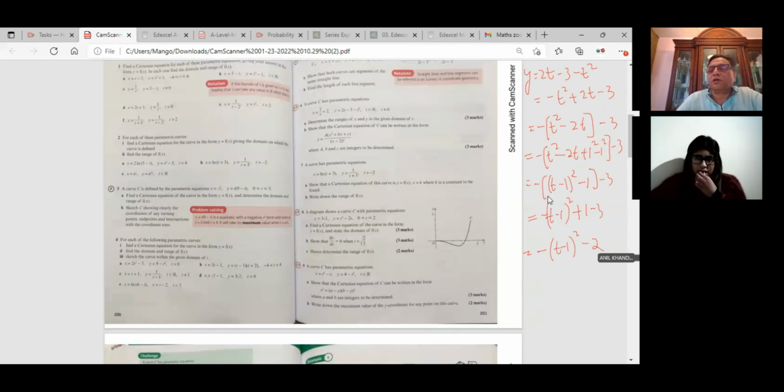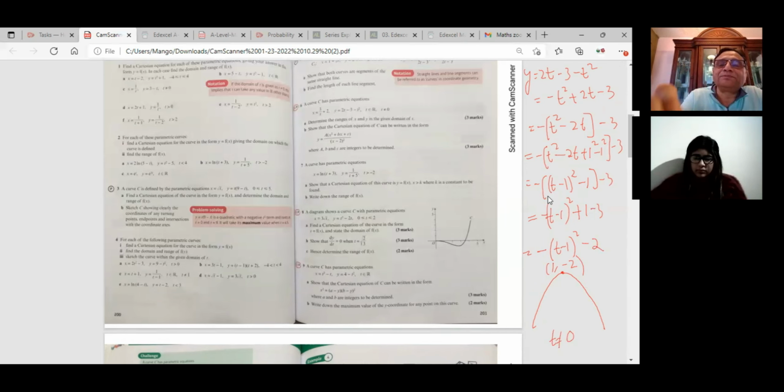So we have a parabola which is kind of like this. Let me just sketch this parabola, where the vertex is given to us as 1, minus 2. Is that clear? Yeah. However, t is not equal to 0, right? T is not equal to 0. So if t is made 0, where will there be a hole?